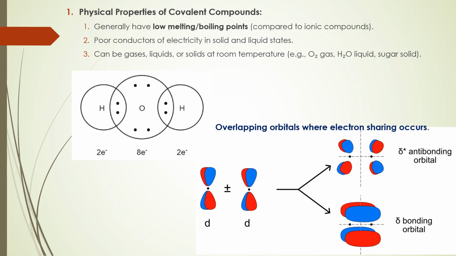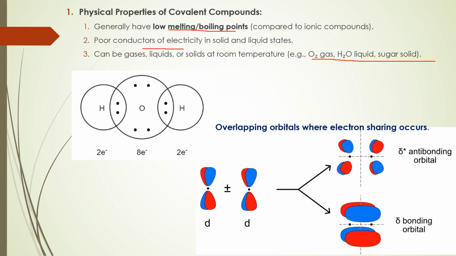Physical properties: they generally have low melting and boiling points as compared to ionic bonds, and are poor conductors of electricity. They can be gases, liquids, or solids at room temperature. For example, oxygen is a gas, water is a liquid, and sugar is a solid. This is an example of covalent bonding.